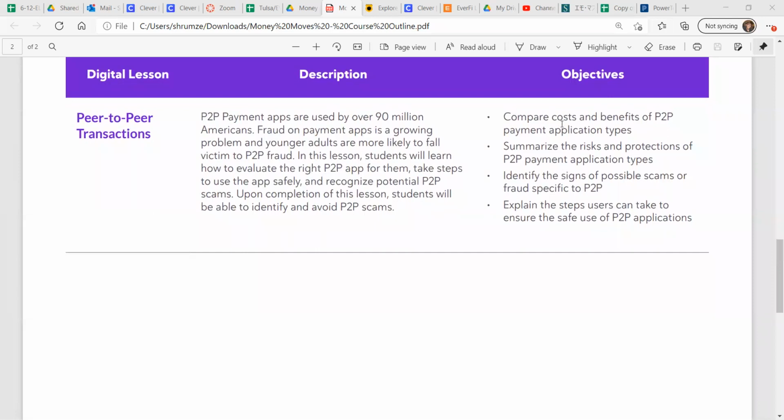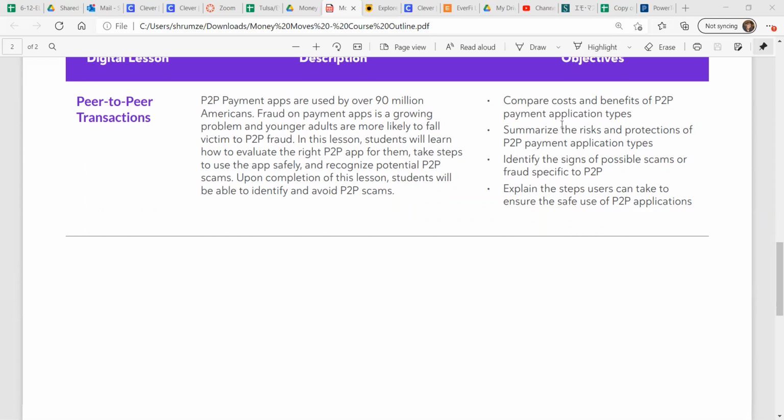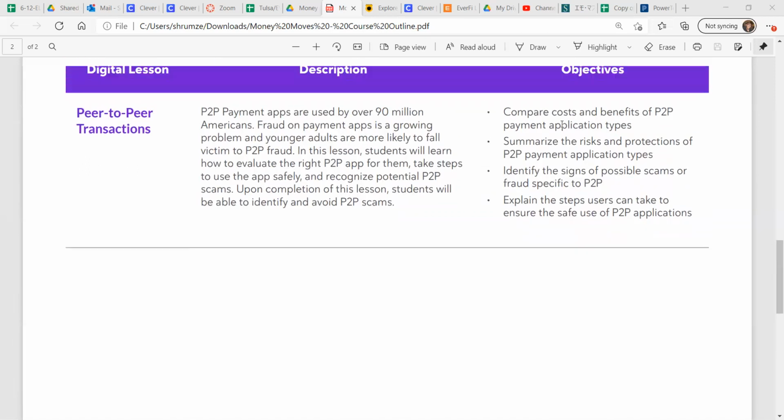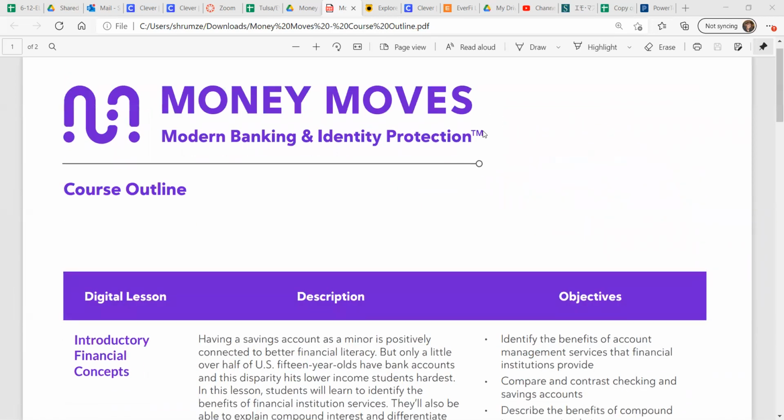So the objectives: compare costs and benefits of peer-to-peer payment application types, summarize the risks and protections, identify the signs of possible scams or fraud specific to peer-to-peer, explain the steps users can take to ensure the safe use of peer-to-peer applications. And that's it for Money Moves.